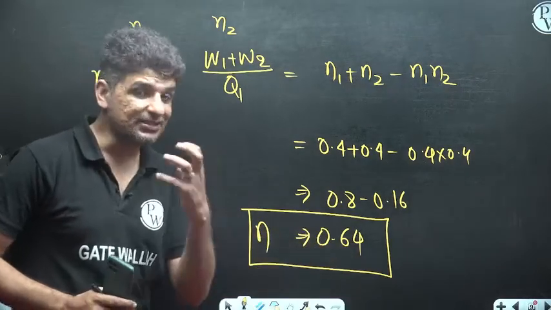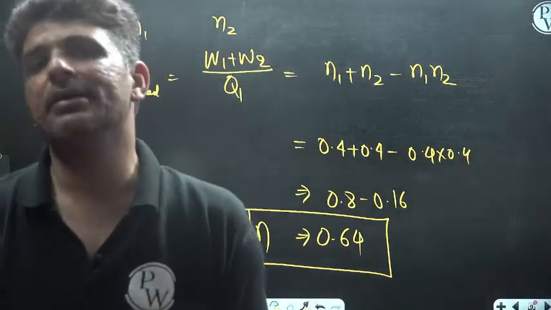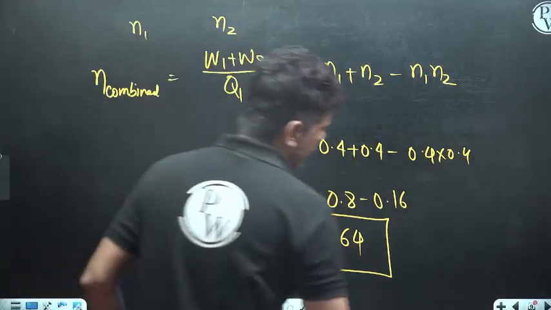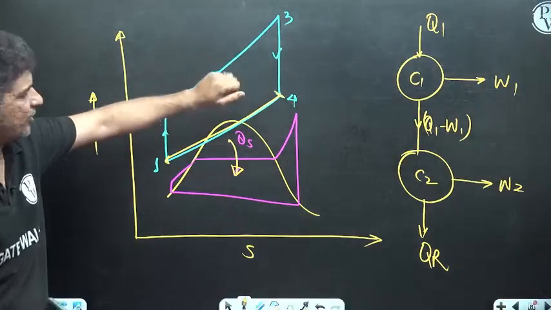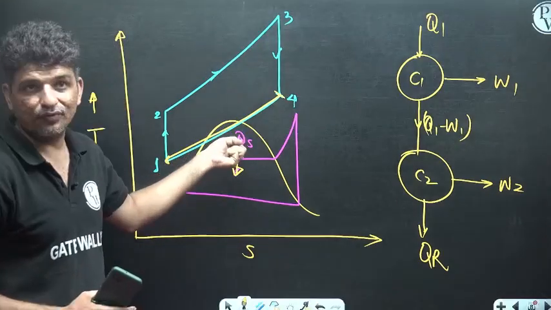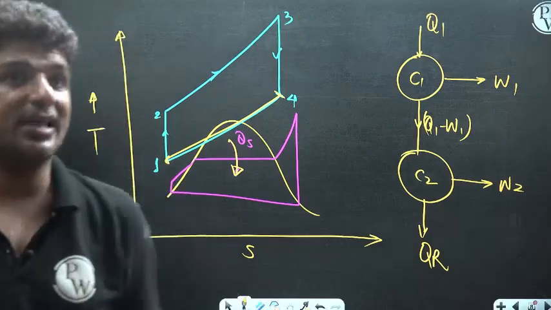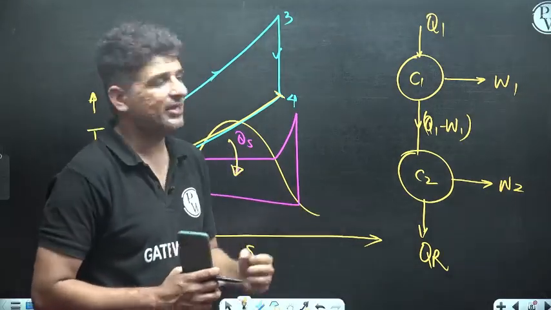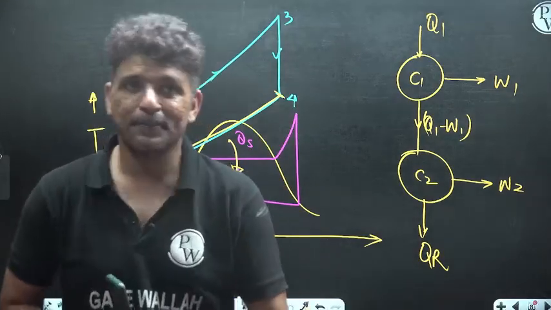You see that this efficiency is much higher than the individual efficiency. So you see that your Brayton cycle is developing 40% efficiency, maximum 40%. When you combine both of these, the total efficiency has increased to 64%. This is what is actually happening nowadays. Most of the power plants that are installed nowadays are combined cycle because the efficiency is significantly higher.